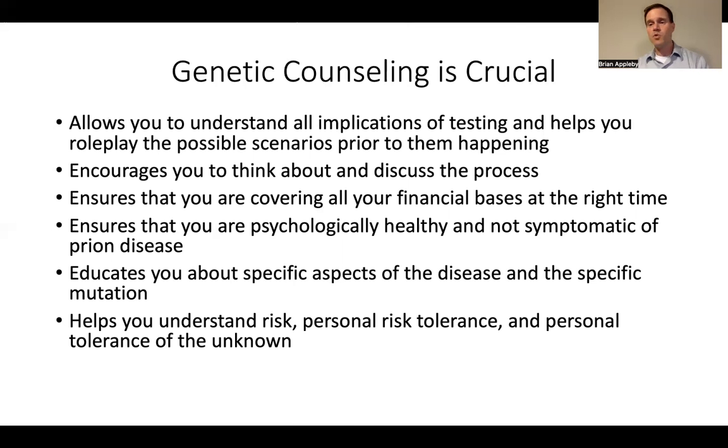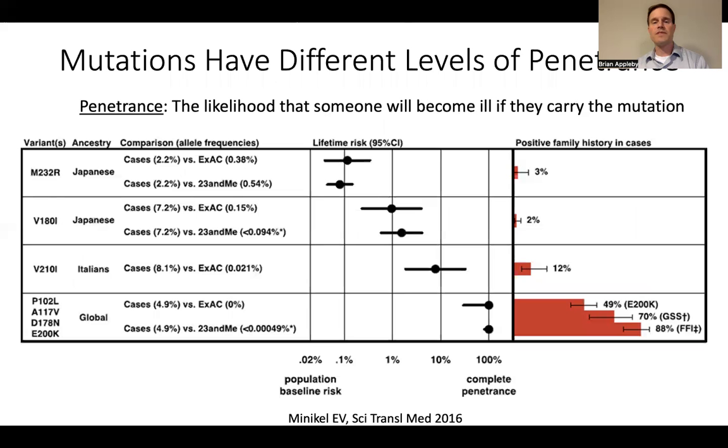And that can be very important when we start talking about something called penetrance. So in genetics, penetrance is the likelihood that someone will develop the illness if they carry the mutation. It used to be thought that genetic mutations that cause prion disease were 100% penetrant, meaning that if you had the mutation, you were going to develop the disease. However, very important work done by Minikel and colleagues showed that that's not the case.